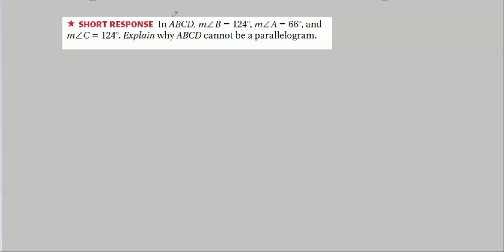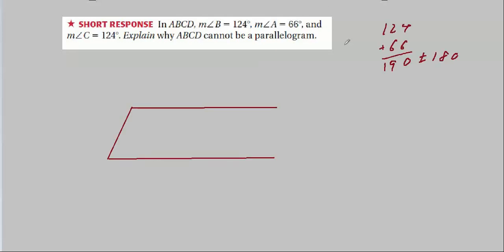Angle A and B are consecutive, so they have to be supplementary, because in a parallelogram, consecutive angles are supplementary. 124 plus 66. Well, I don't think that adds up to 180, does it? Let me double check. Frankly, for my money, we could stop right there.